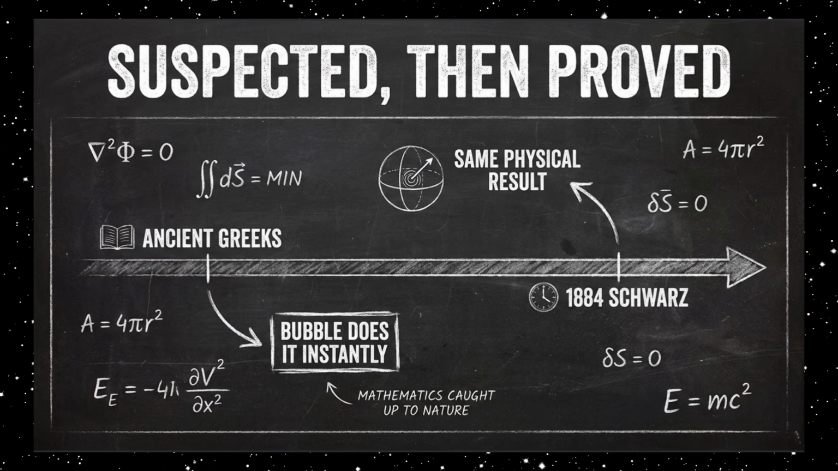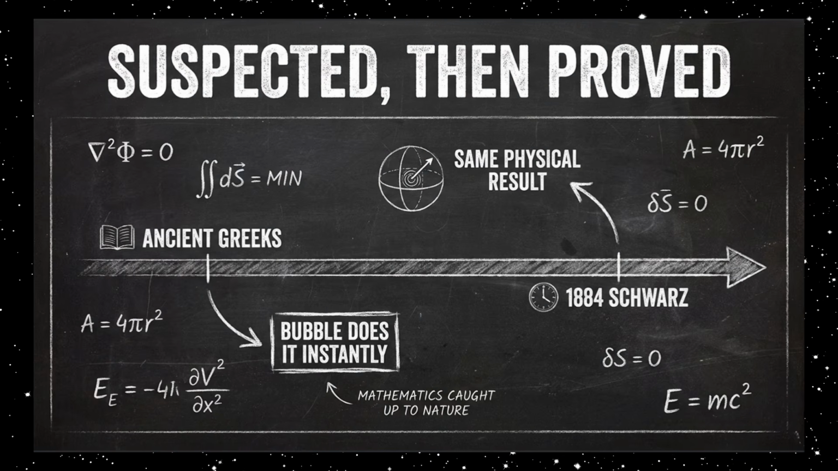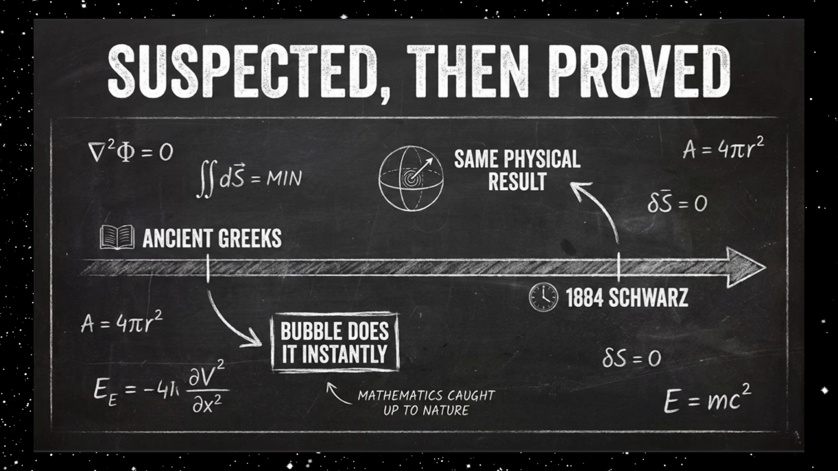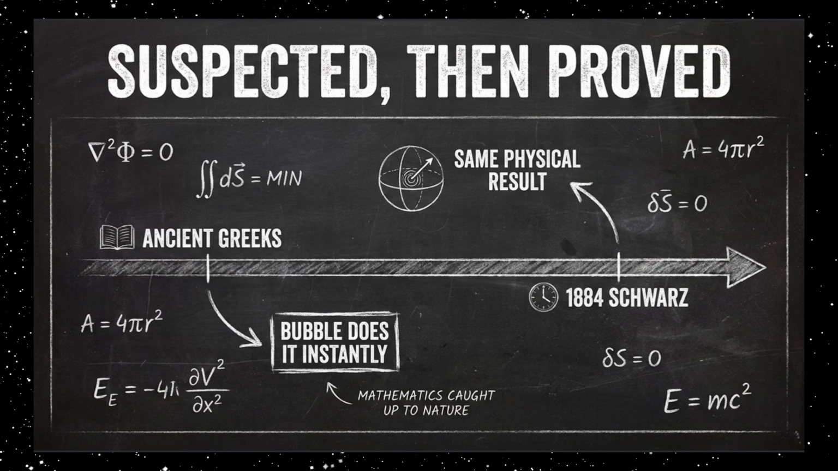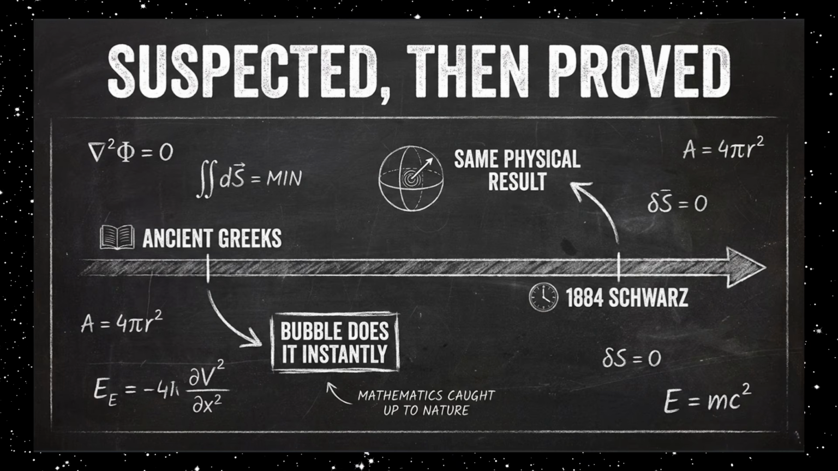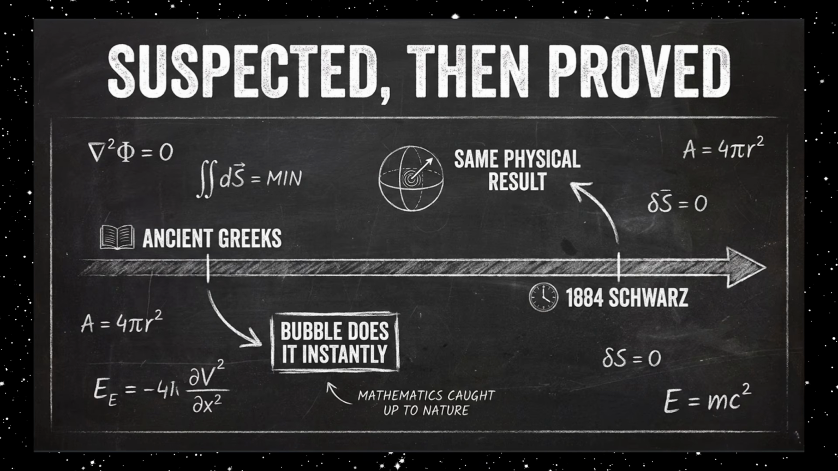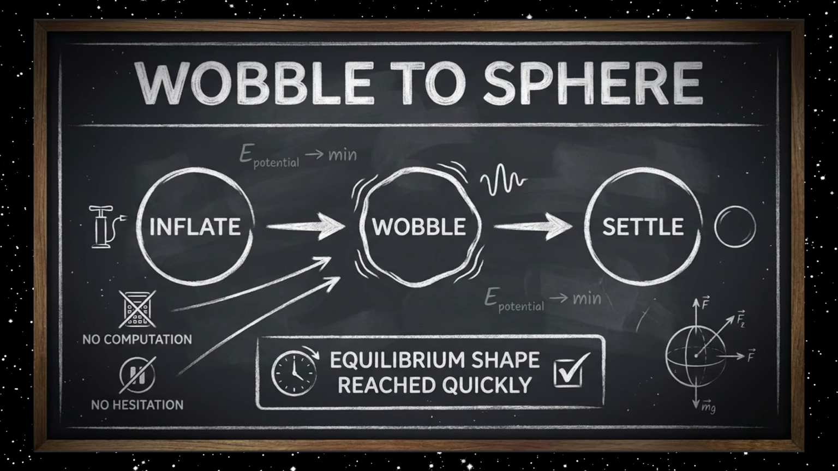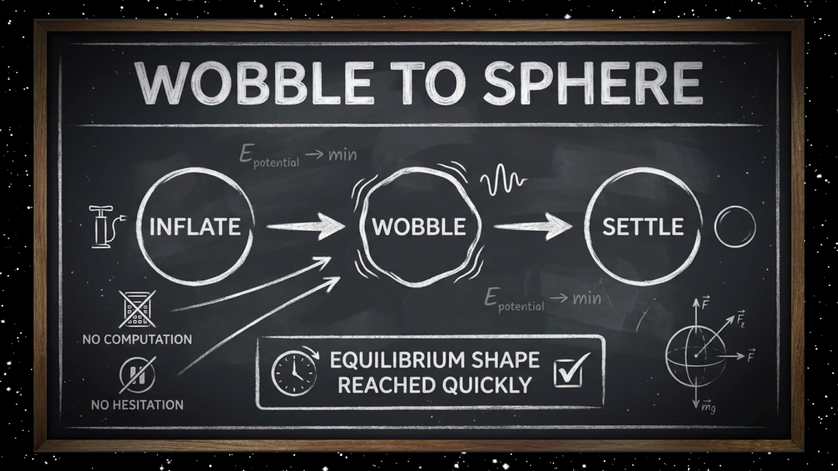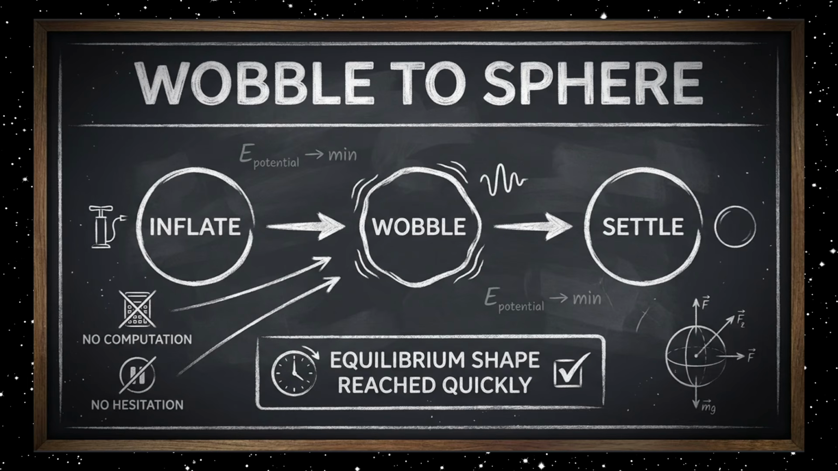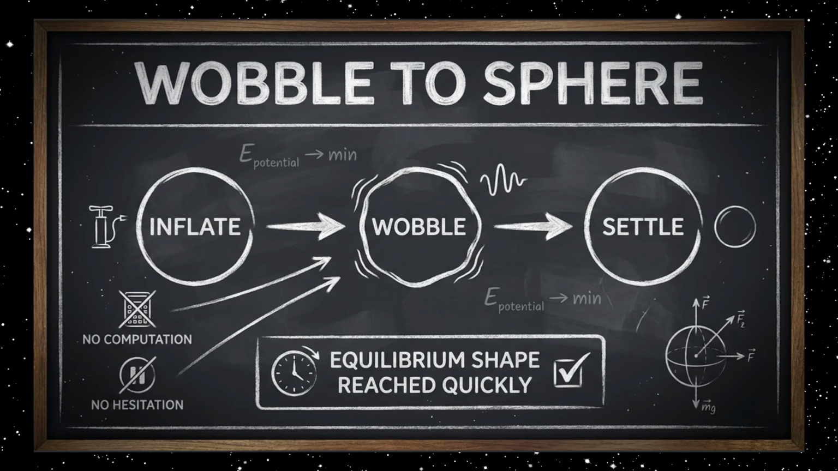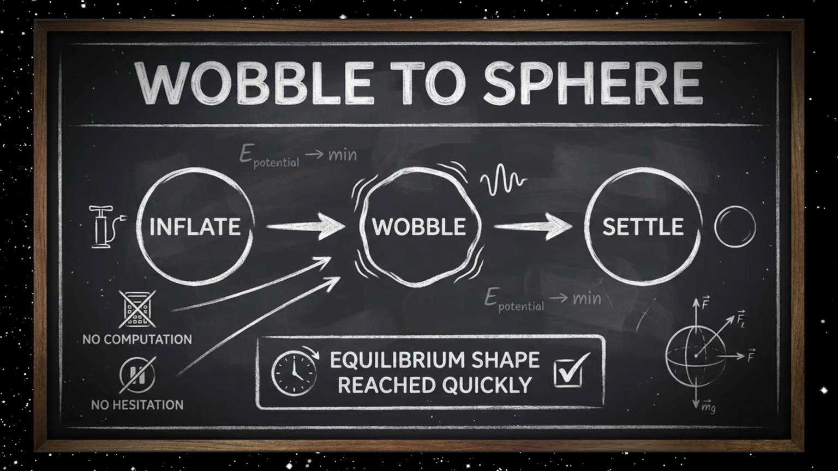The ancient Greeks suspected this. It took until 1884 for the German mathematician Hermann Schwarz to prove it rigorously. But the soap bubble doesn't care about the proof. It just does it. Instantly, every time. No computation, no hesitation. It inflates, it wobbles for a moment, and then it settles into a perfect sphere, as if it had known all along where it was headed.